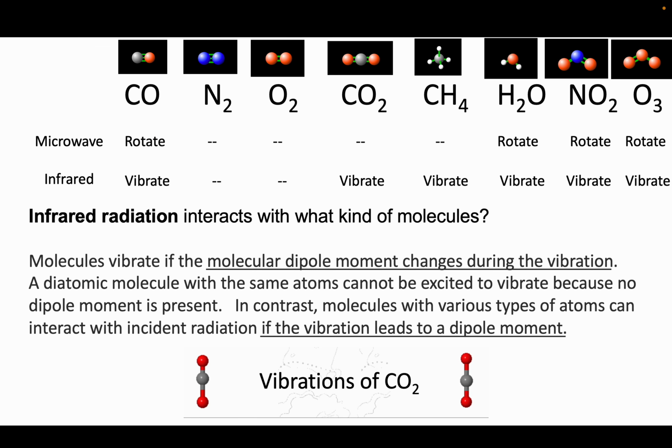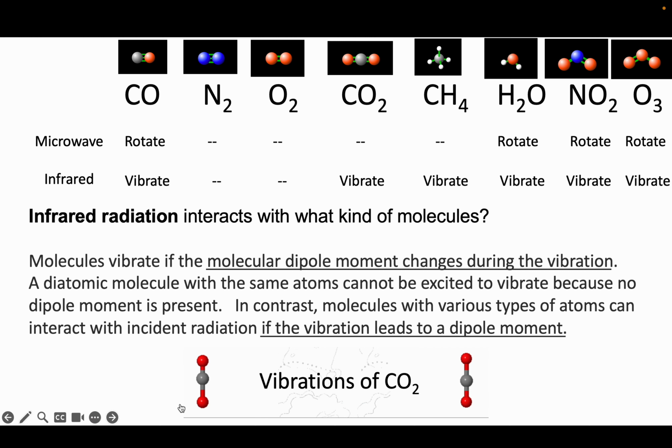How about the infrared? This one's especially important for the greenhouse effect. What types of molecules does the infrared interact with? Molecules are going to vibrate if the molecule's dipole moment changes during the vibration. When you have a diatomic molecule, like N2 or O2, that are the same atoms, turns out those do not respond to infrared radiation because there's no dipole moment present, even if they were to vibrate. In contrast, if you have different types of atoms present, that vibration could lead to a dipole moment, and that means it interacts with the infrared.